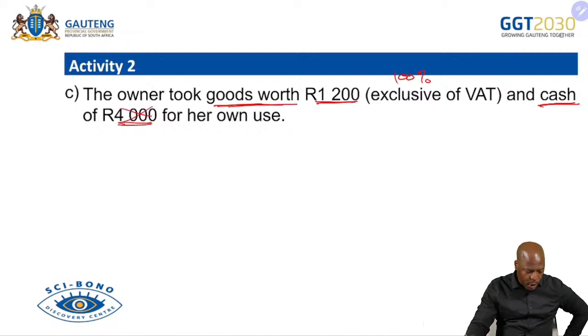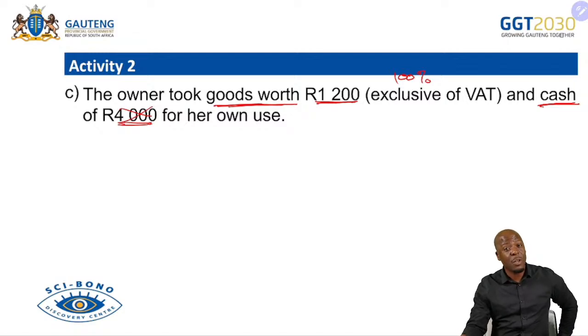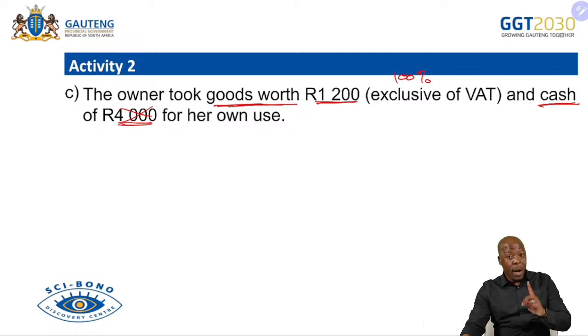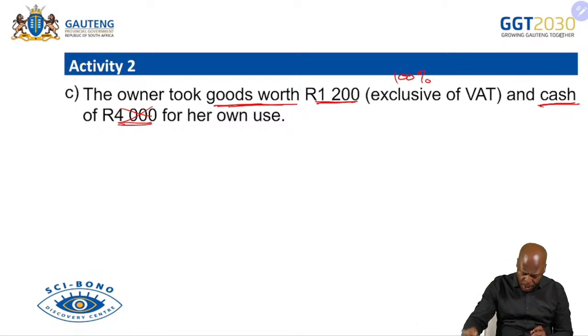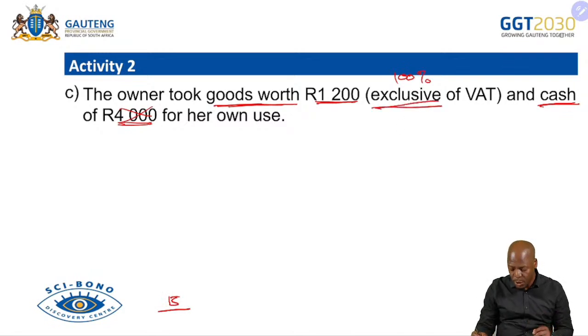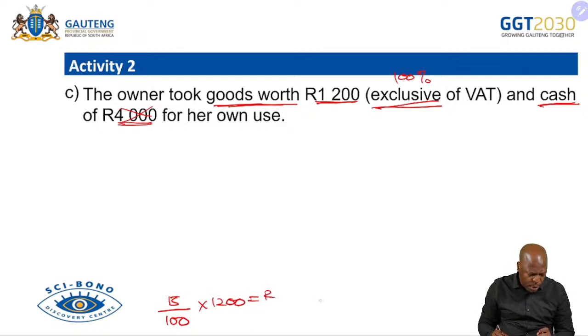Okay. So if the owner takes goods for 1,200, we want to establish, if the owner is taking goods, what direction are the goods going? Whilst you're busy thinking about that, let's come and do the calculation. What do we want? We want VAT, which is 15. What do we have? The goods are exclusive. So exclusive is my 100 multiplied by my 1,200. That therefore is going to give me an amount.